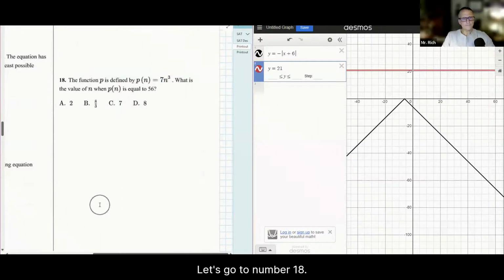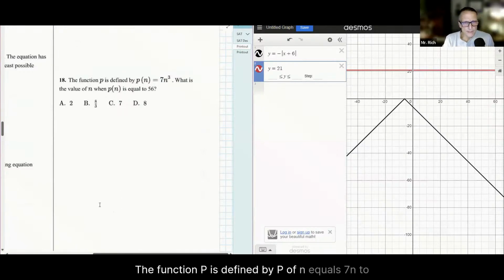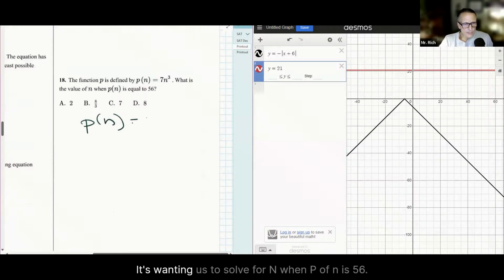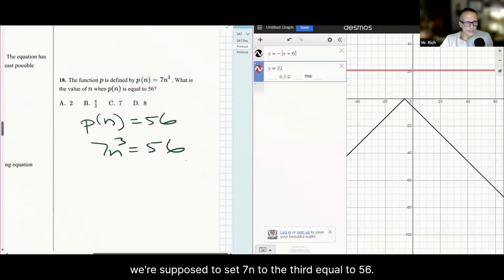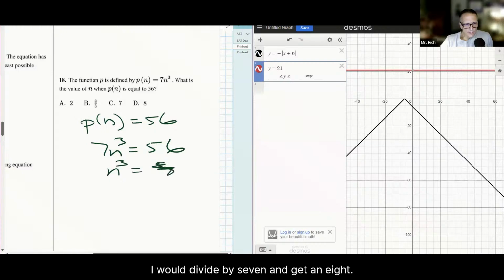Let's go to number 18. The function p is defined by p of n equals 7n to the third. What is the value of n when p of n is equal to 56? Hopefully you're familiar enough with function notation to know what it's asking. It wants us to solve for n when p of n is 56. In other words, set 7n to the third equal to 56. I would use algebra for this. I would divide by 7 and get 8, and then I know the cube root of 8 is 2.